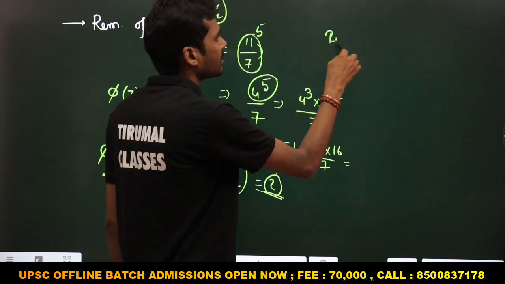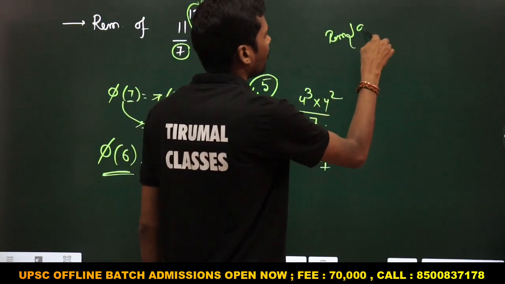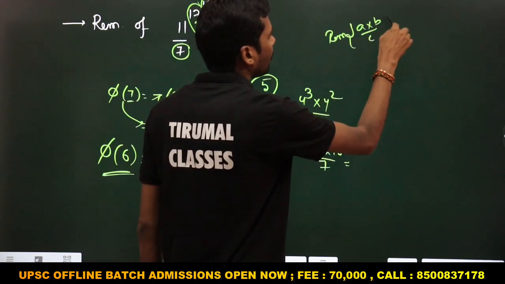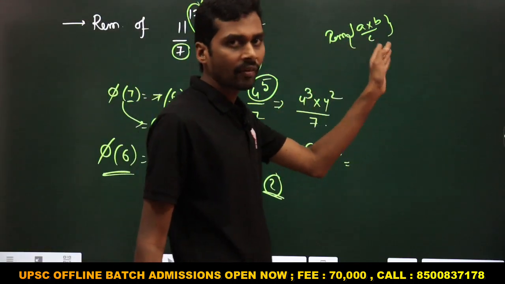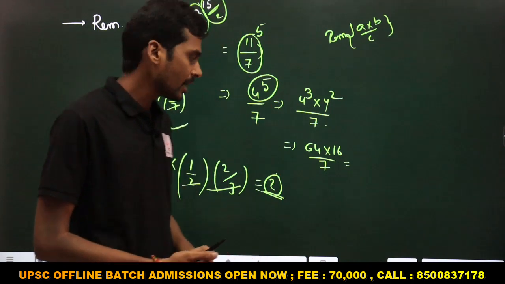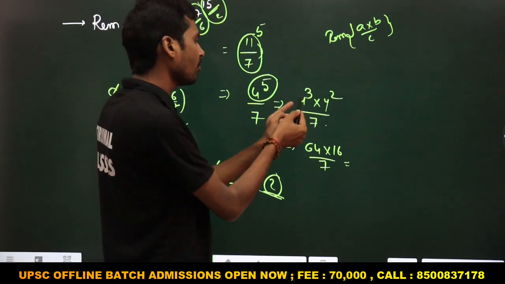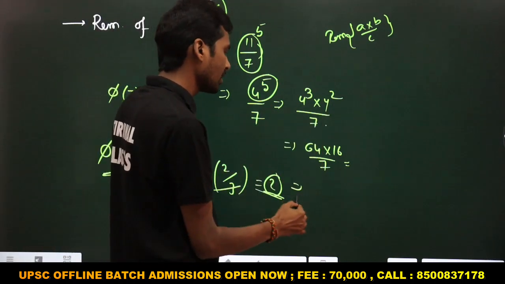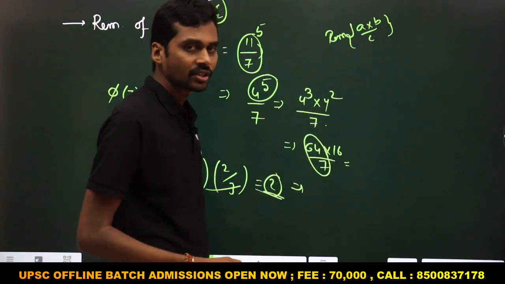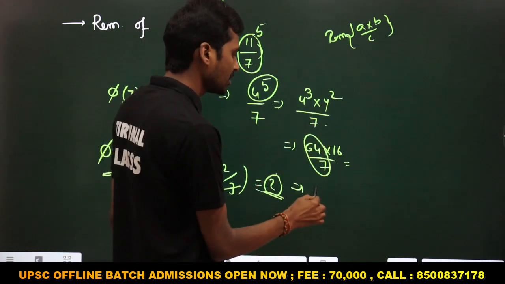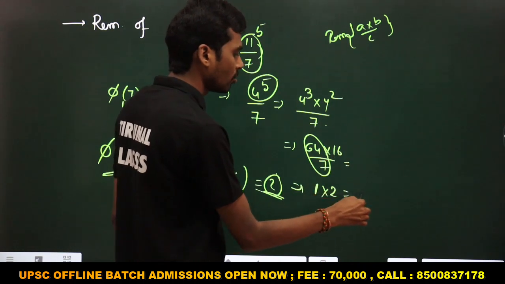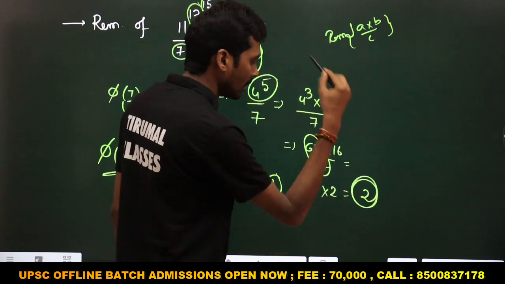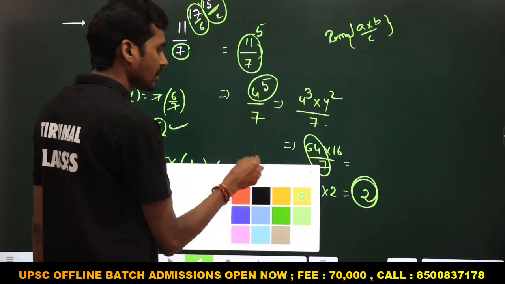So what is the basic concept? If I have remainder of a into b divided by c, we can split it like remainder of a by c into remainder of b by c, right? So here remainder of 4 cube into remainder of 16. Remainder of 64 by 7: 7 9s are 63, the remainder is 1. 7 2s are 14, the remainder is 2. So 1 into 2. What is the final remainder? The final answer is 2.